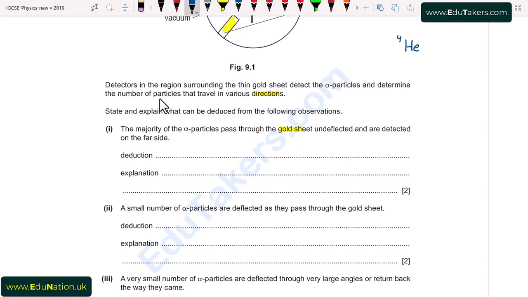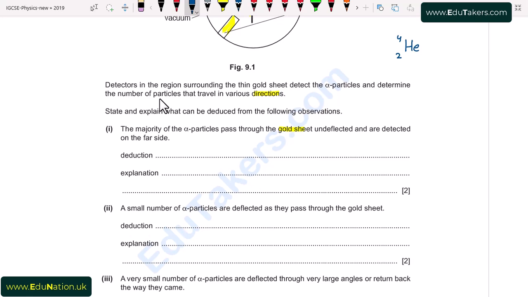For an alpha particle, its atomic number is 2 and mass number is 4. And the number of protons in the helium is 2 while the number of neutrons is also 2. So the majority of alpha particles pass through the gold sheet undeflected and are detected on the far side. They pass undeflected. It means that the size of the nucleus is very small, or we can say that most space inside the atom is empty. So that's why the alpha particles pass straight forward and they do not get any deflection.